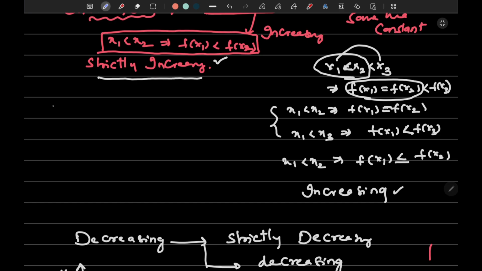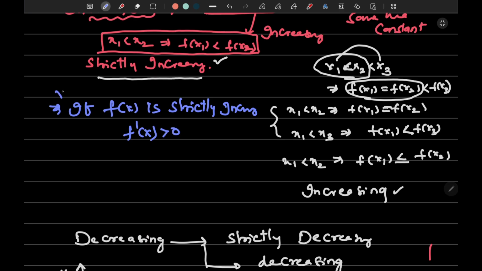Okay? So if f of x is strictly increasing, f dash of x is greater than 0, we will use this one. You can use this one, your wish, but it is comfortable for us. If f of x is increasing, f dash of x is greater than or equal to 0.